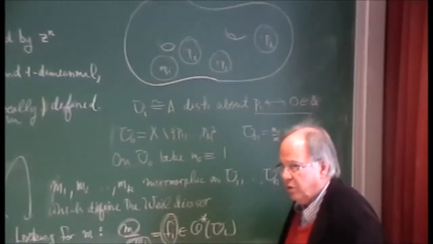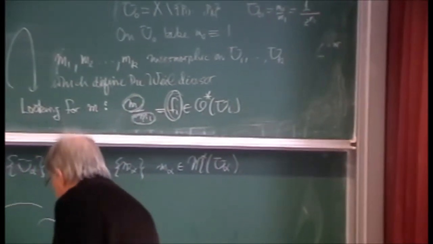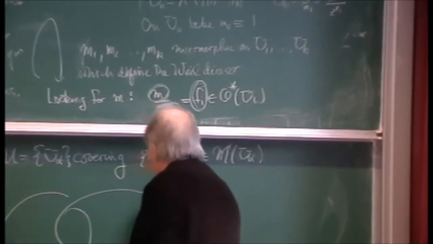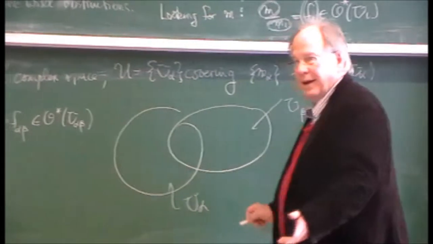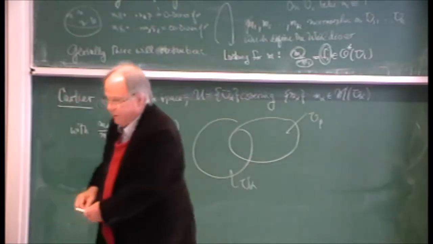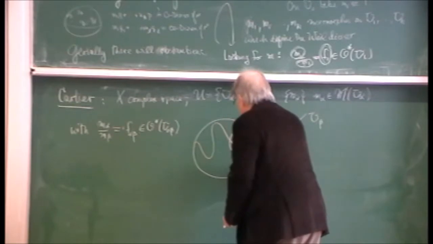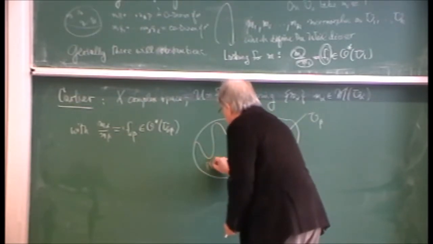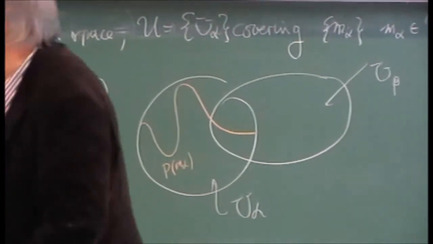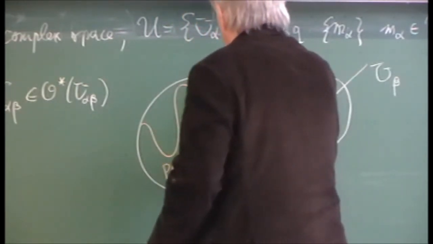But you see, in general there will be in higher dimensions. Because if you have here, say, U_alpha, and you have here U_beta, now you have M_alpha. Let's do some craziness here. This gets really crazy. So maybe the polar set of M_alpha looks like this. Why not? And say the zero set of M_alpha maybe looks like this.